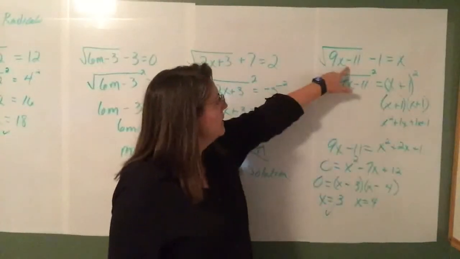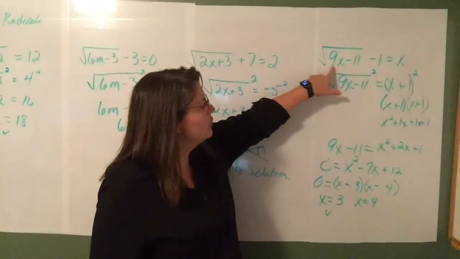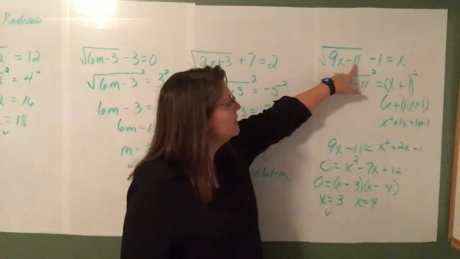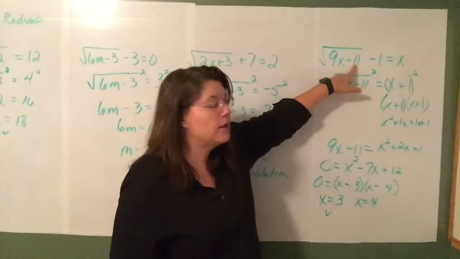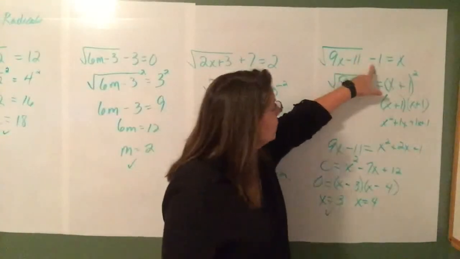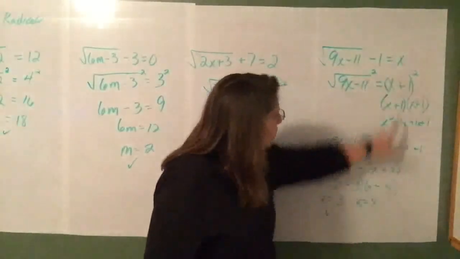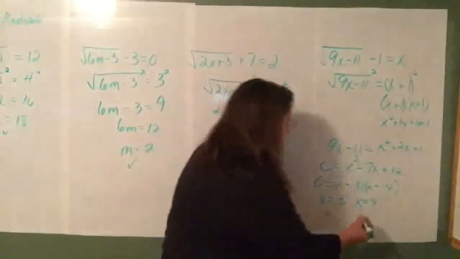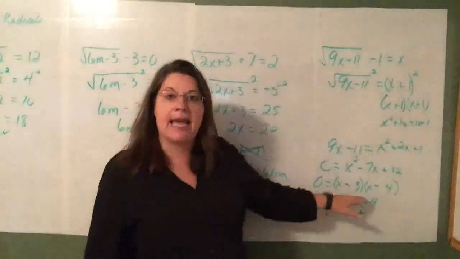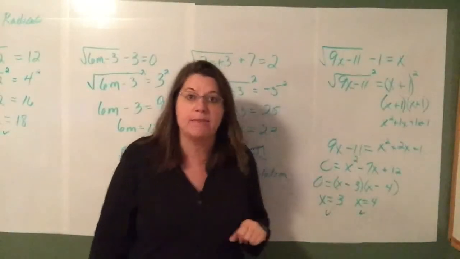If we plug 4 in, 9 times 4 is 36. 36 minus 11 is 25. Square root of 25 is 5. 5 minus 1 is 4. That equals 4. So that does work as well. So we're not throwing out any of those answers. We're going to keep them both.